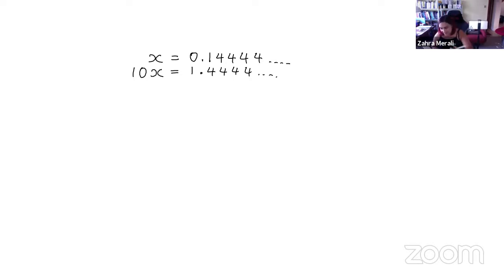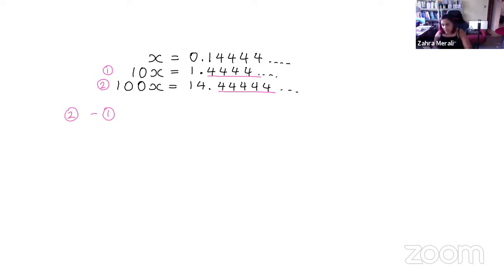So I'm going to do it again, I'm going to times it by 10 again. So I've got 100x, which will be 14.4444. And now if you notice, this and this are the same. So that means these become, if you like, my 1 and 2, which I can take away from each other. So that's 1 and that's 2. If I do 2, take away 1.